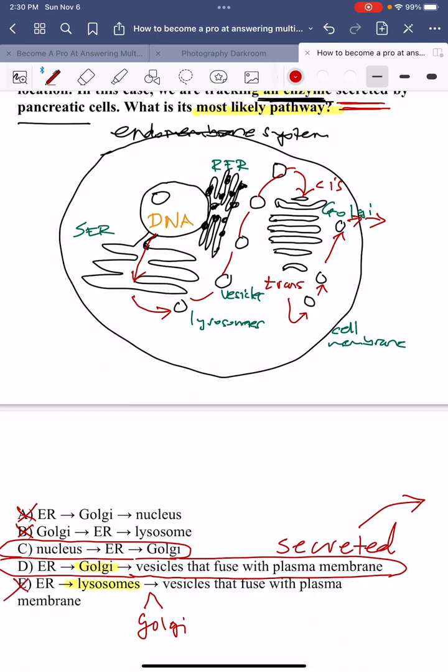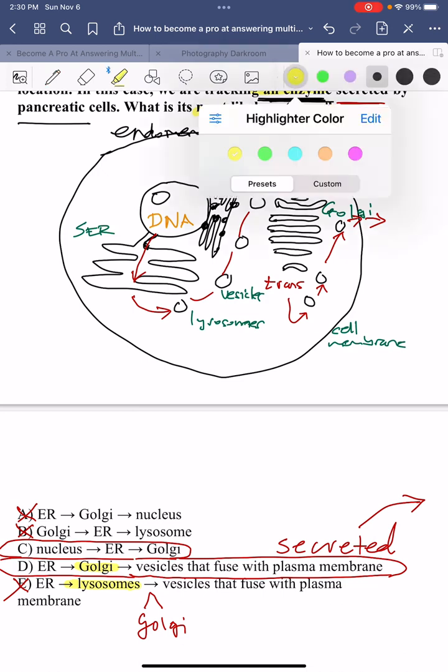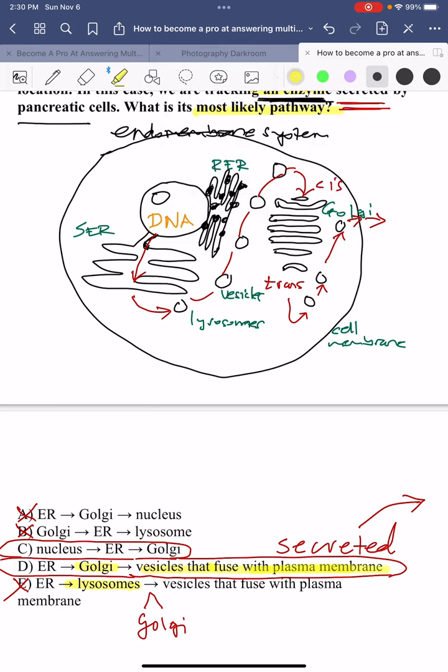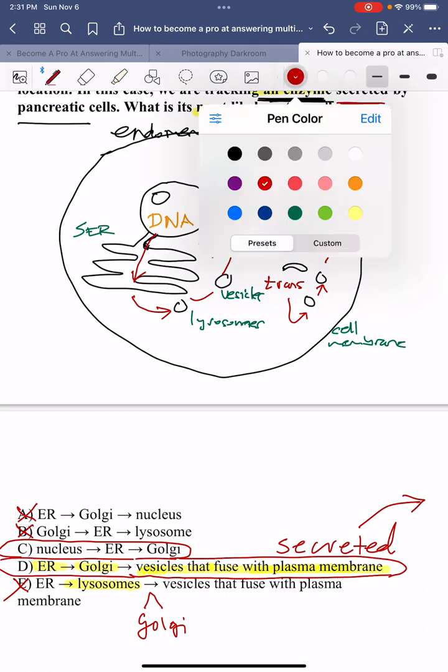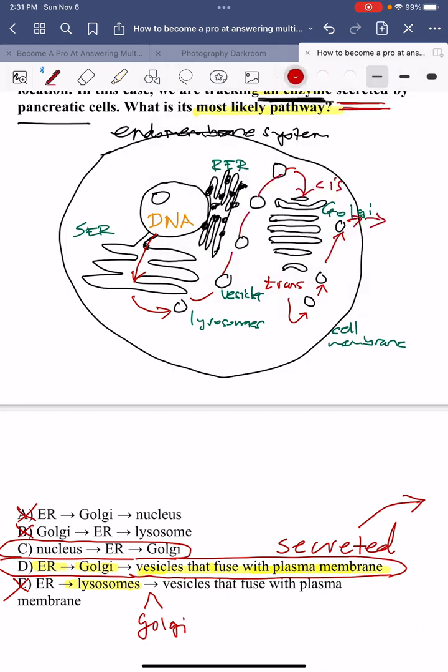And then from C we can eliminate E. And from answer options C and D, we can see that D clearly was the one that best described for us that there is a secretion, right? The vesicles fuse with the plasma membrane, and the Golgi was involved, and the endoplasmic reticulum was involved. So our answer option for this question is answer option D. Let me highlight that in a different color so that it stands out.